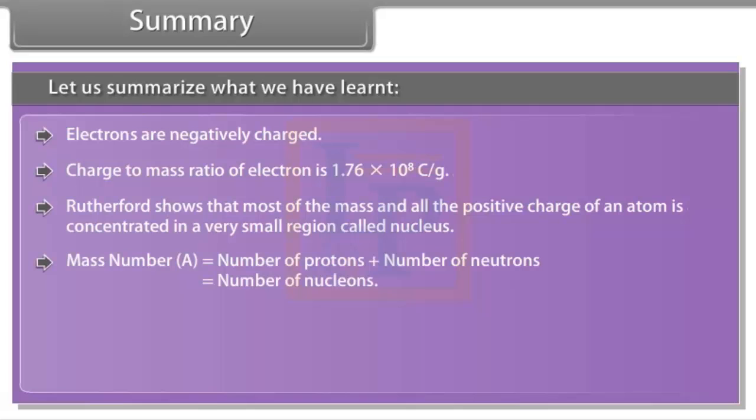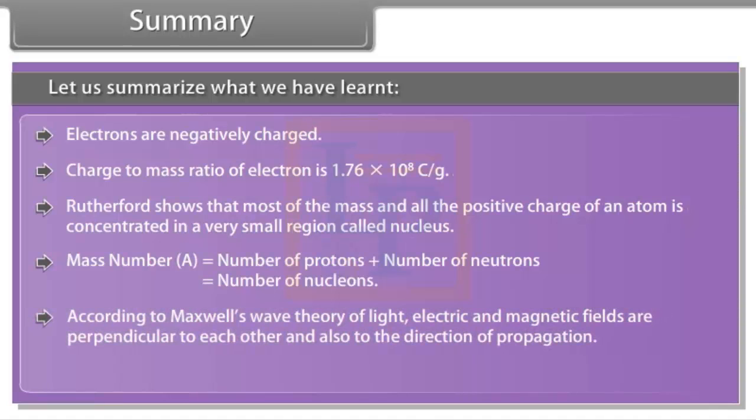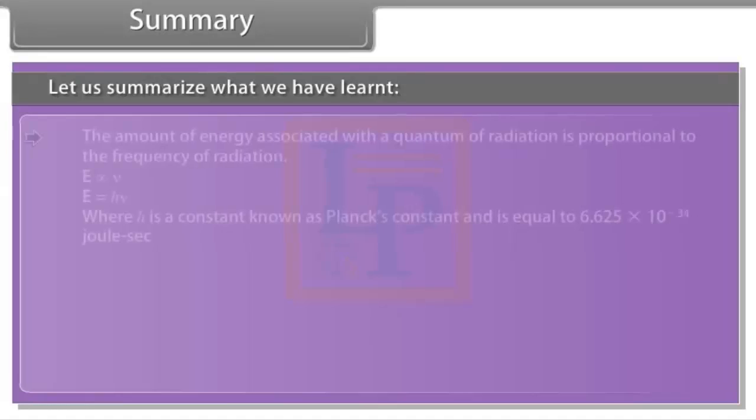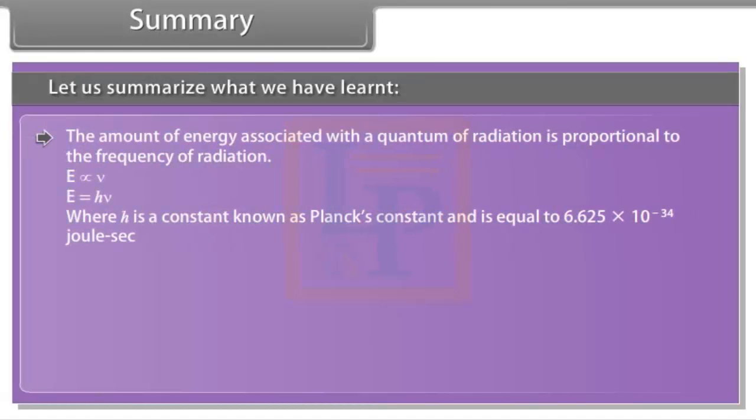Mass number A is equal to the number of protons plus the number of neutrons, which is equal to the number of nucleons. According to Maxwell's wave theory of light, electric and magnetic fields are perpendicular to each other and also to the direction of propagation. An ideal black body is a perfect absorber and perfect emitter of radiation. The amount of energy associated with a quantum of radiation is proportional to the frequency of radiation, where h is a constant known as Planck's constant and is equal to 6.625 × 10^-34 joule second.